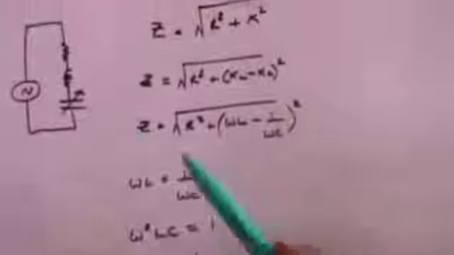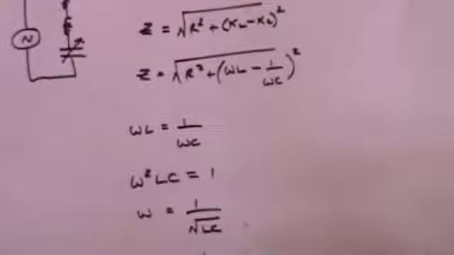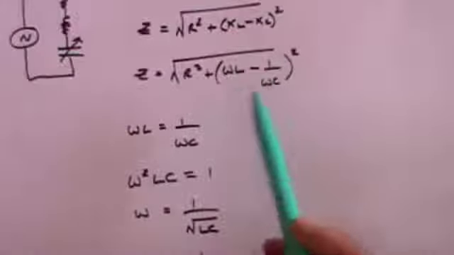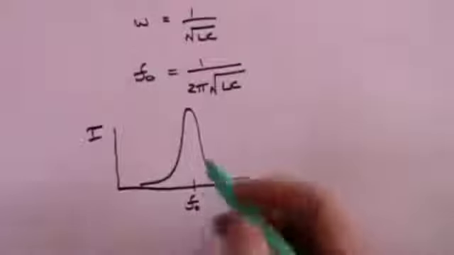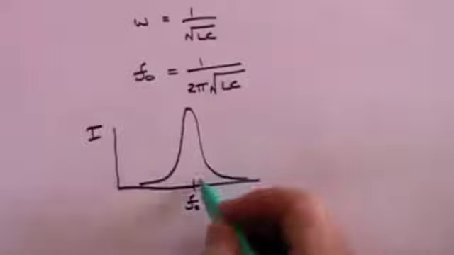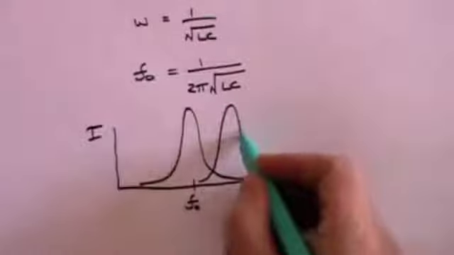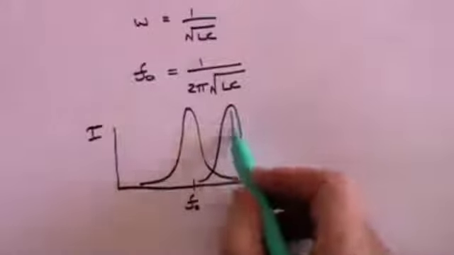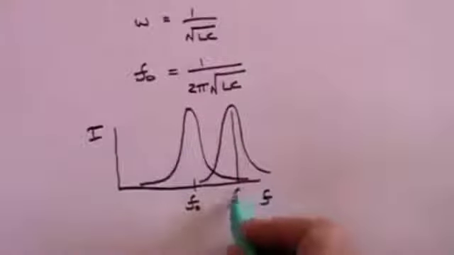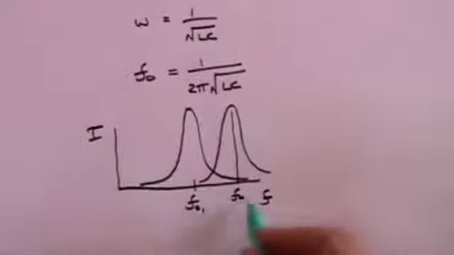But if you change the capacitor, then you will change the frequency at which this term becomes 0. And so if you change the capacitor, the resonant frequency changes to here, a second resonant frequency. So this may be one of your favourite channels, and that may be your second favourite channel.